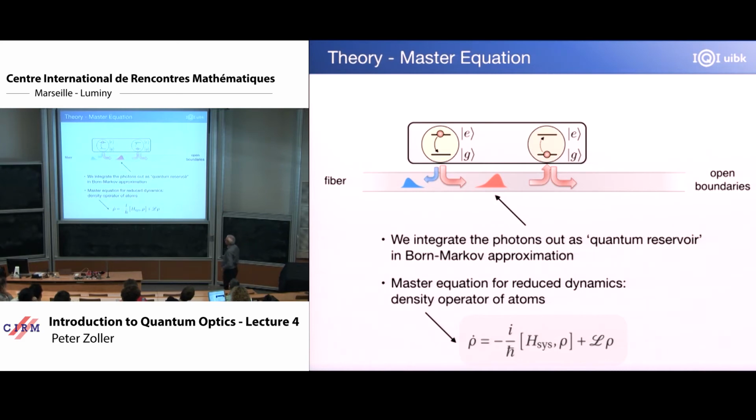So at that point, you will declare these fiber modes here, this continuum of fiber modes, exactly as we did in the last lecture, to be your heat bath or your environment, and you would integrate it out, assuming this Markov approximation as a quantum reservoir. And at the end of the day, what would you get?